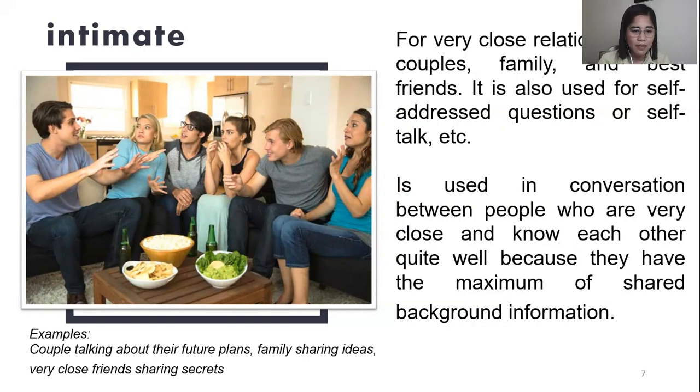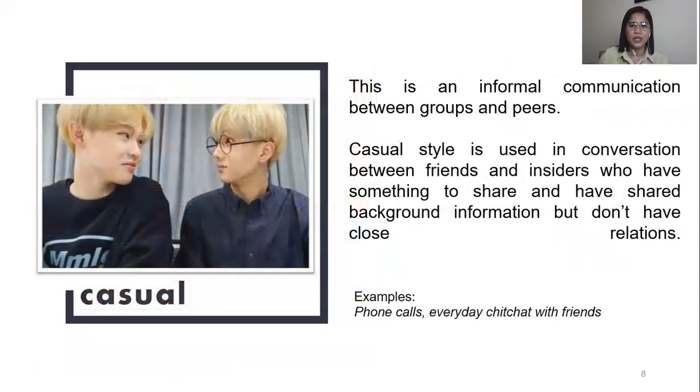We have here examples: couples talking about their future plans, family sharing ideas, or very close friends sharing secrets. Okay, so that is intimate communicative style. That is the second one. The third one is casual. By simply looking at the pictures, it's like they are talking through their eyes, right?